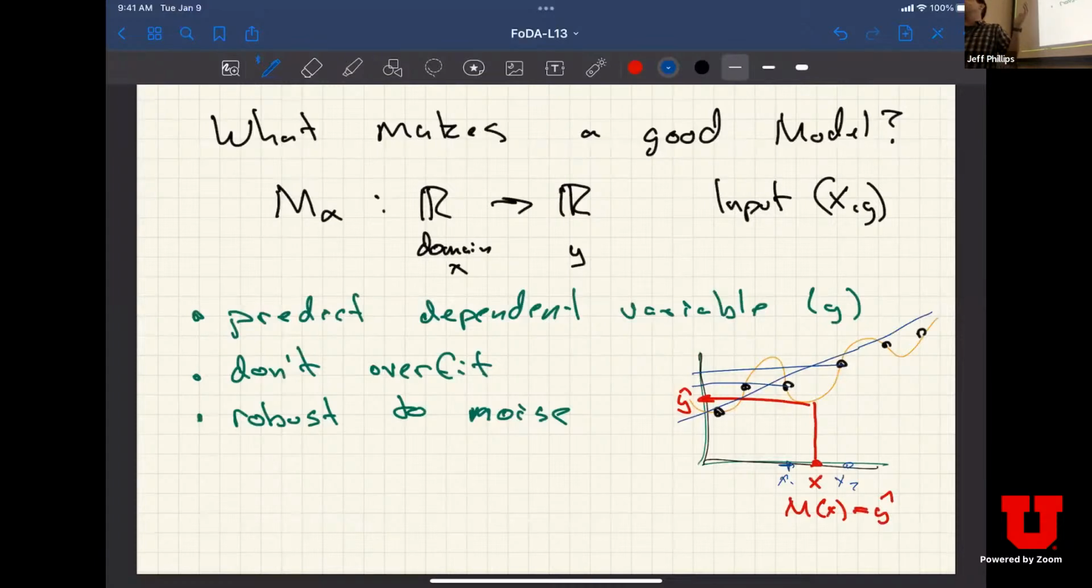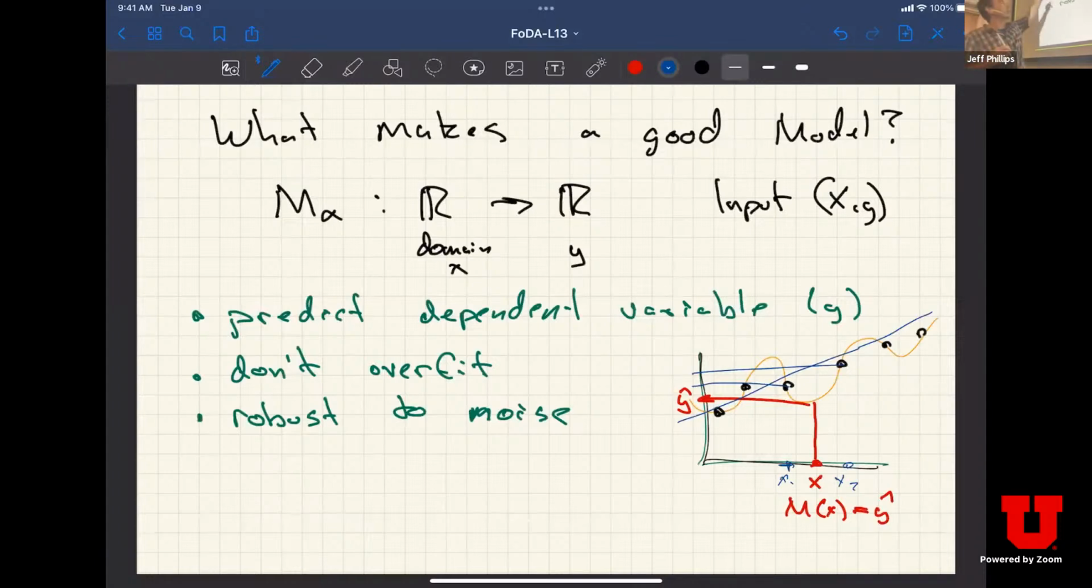We're going to assume for now that the x values are known exactly. All right, so this is a good point, but we aren't going to address this particular problem.